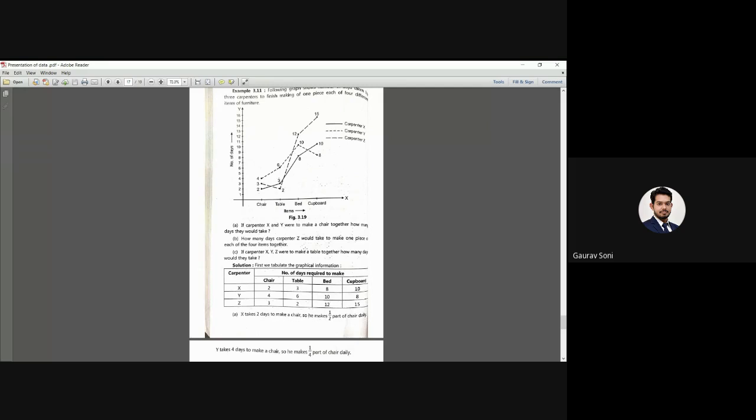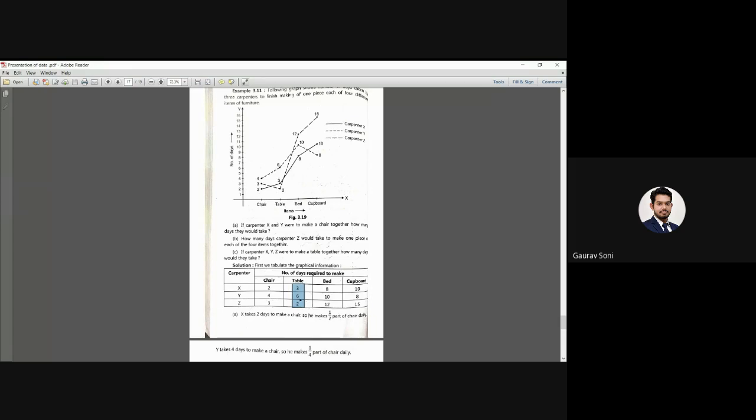What do they need to make? All of them need to make a table together. So if we look at the table, carpenter X needs 3 days, Y needs 6 days, and Z needs 2 days. Okay. So how much part of a table does X make in 1 day? It is 1/3. Y will make 1/6 of a table, and Z will make 1/2.